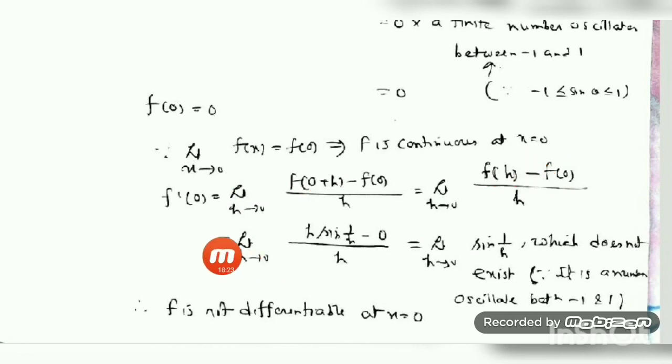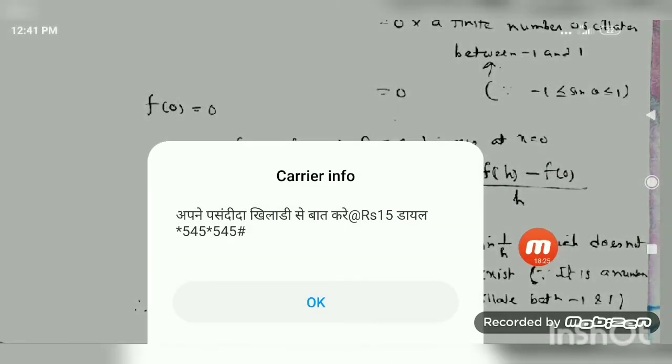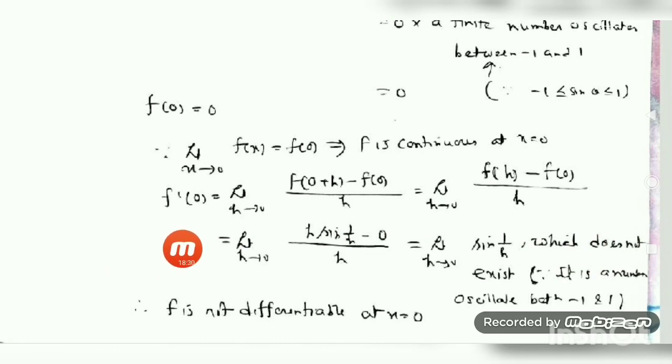Now I have to check for the differentiability. And for differentiability, you see what to do. We have to take f dash 0. f dash 0 means limit h tends to 0, f(0 plus h) minus f(0) by h. 0 plus h will give you h, and f(0) by h.